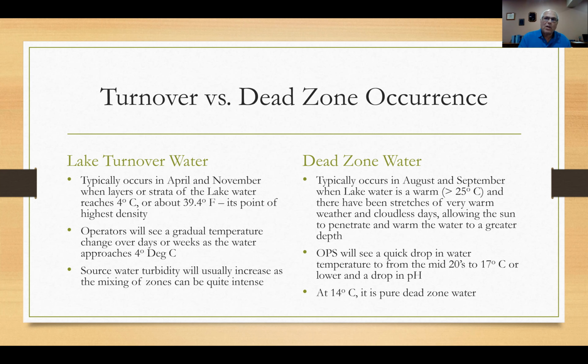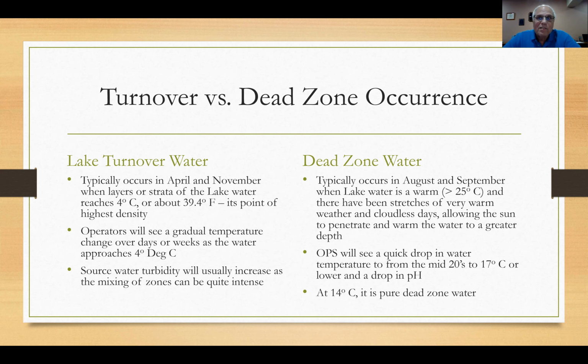It's a slow, gradual process. It takes weeks, so you know it's coming. You see it gradually getting to that 4 degrees. When you get to 4 degrees, you're going to get turnover out in the lake. This is lake water we're talking about, not in the plant, but lake water. The source water turbidity is usually going to increase because the mixing zones out in the lake can be quite intense, quite violent. You're going to get higher turbidities. That's as opposed to the dead zone water.